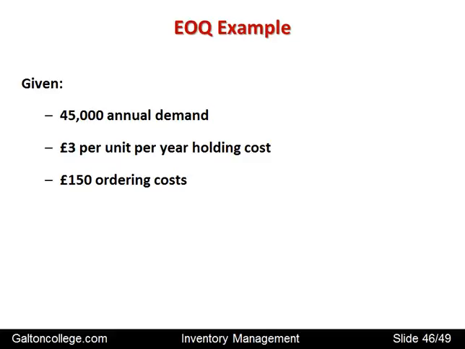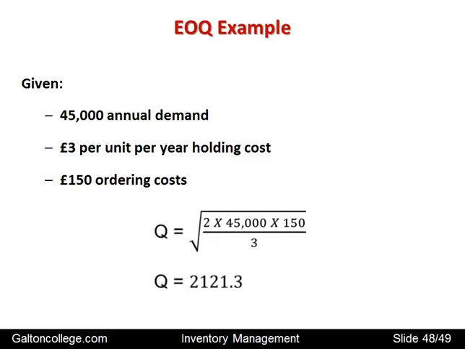Now, if we insert this into our formula, we get Q is equal to the square root of 2 times 45,000 times 150 divided by 3. That's what our formula stated earlier, and you can check back on that. And if we evaluate it, we get 2,121.3. That's the order we need to place. 0.3 generally we can't do, so we might round it up and say 2,122, just to be on the safe side.